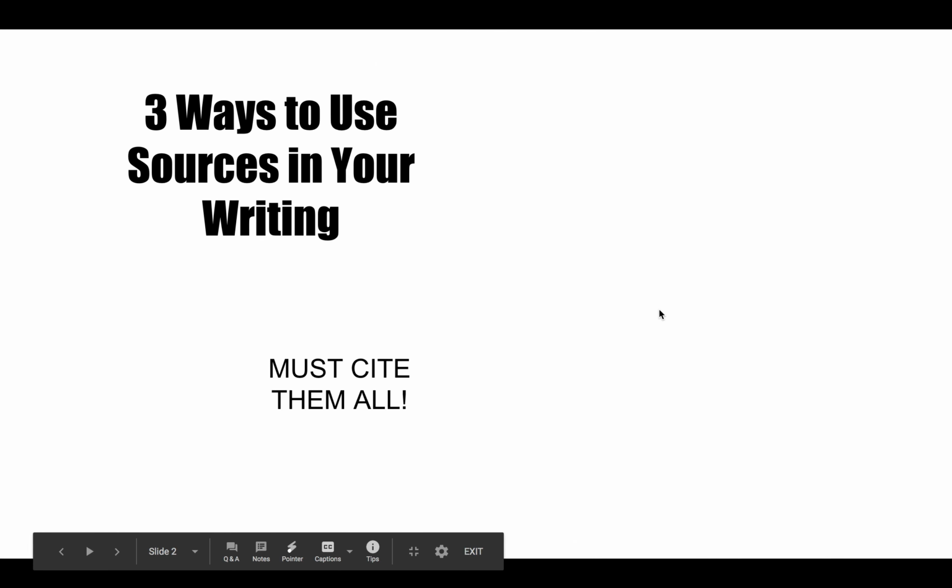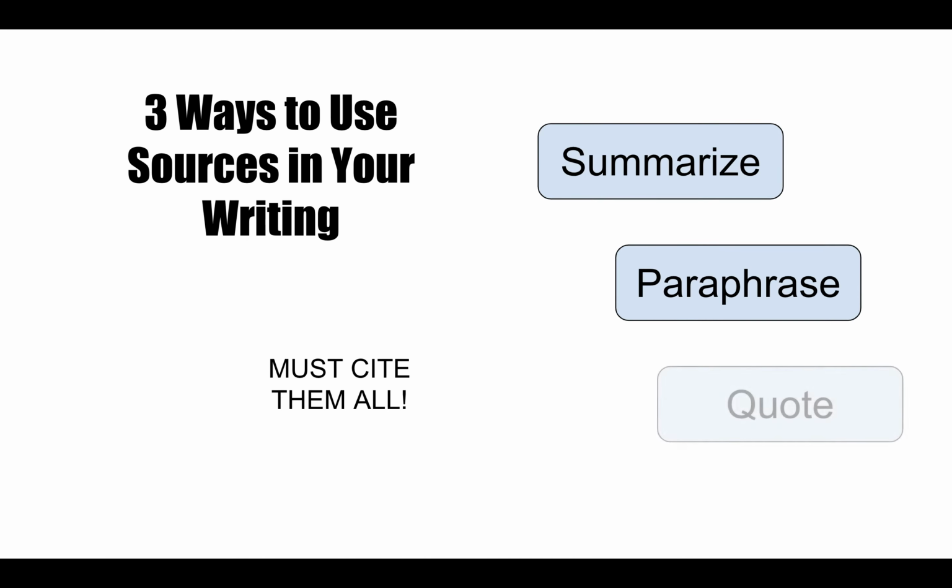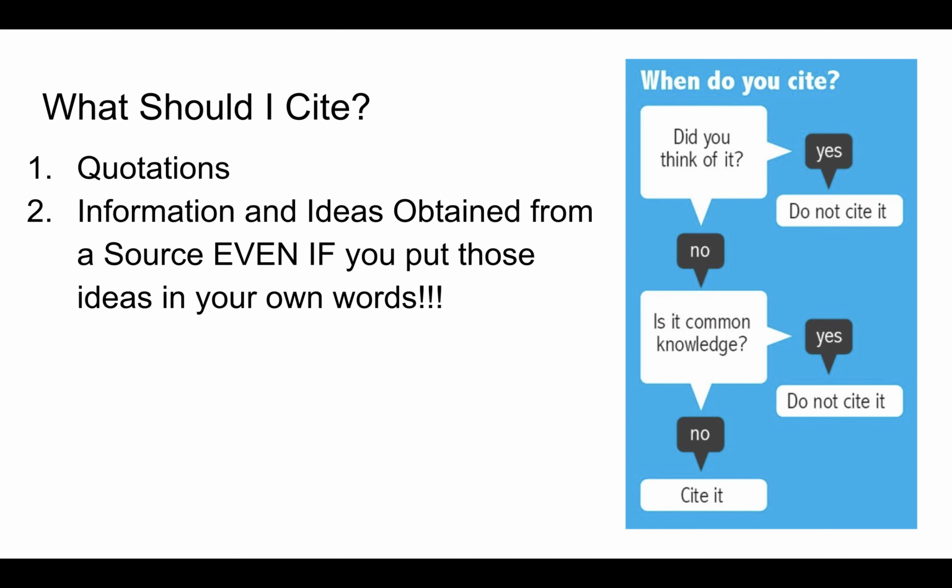Hello, writers. Today we're going to be going over the 3 ways to use sources in your writing: summarizing, paraphrasing, and quoting. I also want to briefly cover when you should cite. So I said on the first page, any type of source usage should be cited.